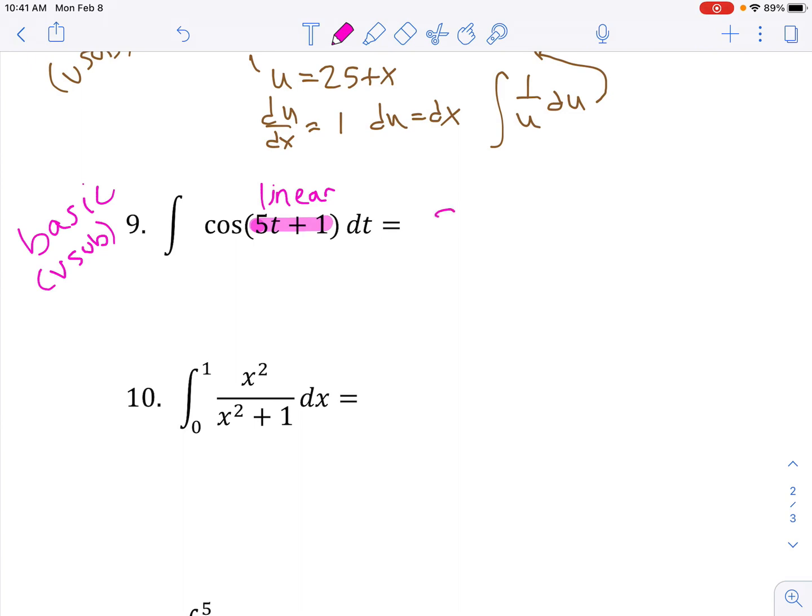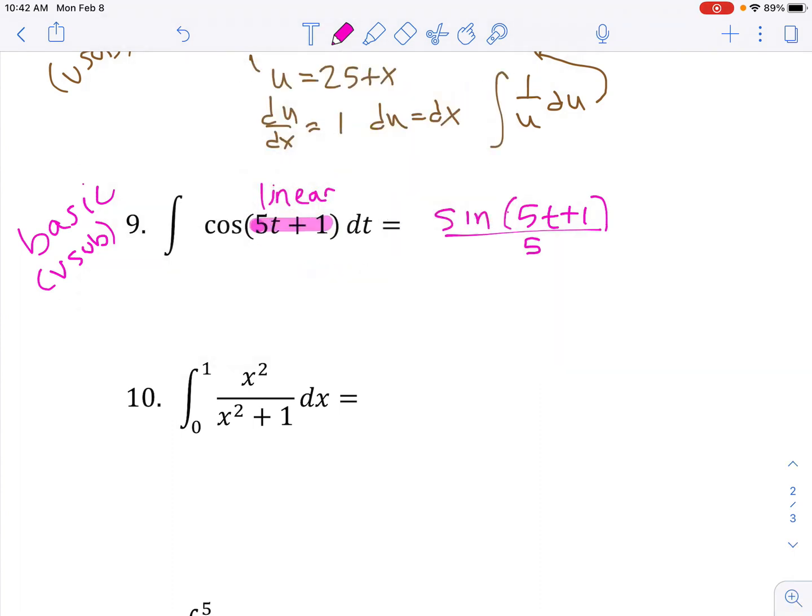So this would be a sine of 5t plus 1 divided by 5. Okay, remember the chain rule. This is a reversal of the chain rule. That's all a u sub is. It just breaks down the steps more. But the differentiation part of the chain rule is multiplied by the derivative of the inside. So we're reversing that. We're dividing by the derivative of the inside.